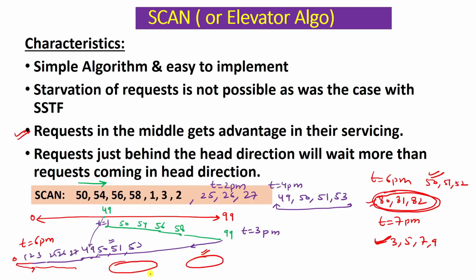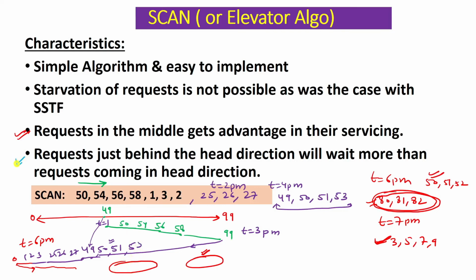Okay, so overall what I am trying to say is, the requests which come in the middle will be serviced. They will get the advantage over the requests which come at the back side. So the point I am trying to make is, whatever requests come in the middle, they will get the advantage. So this was the main point that I was trying to make.